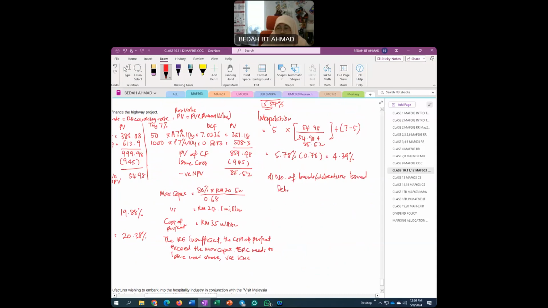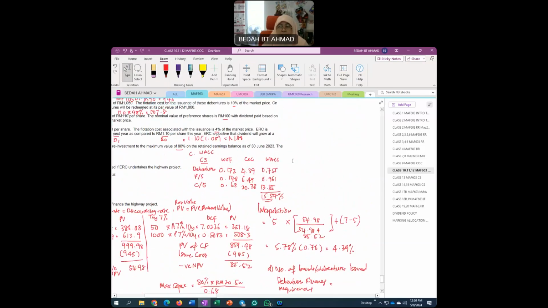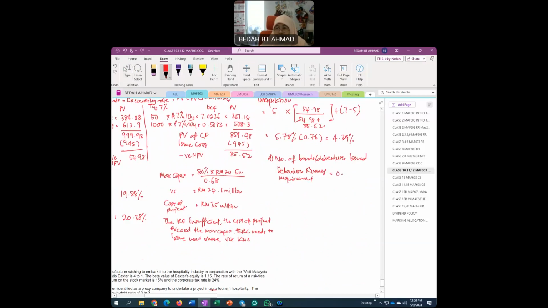So first, you need to know the debentures financing requirement, based on the weight of financing. The weight of financing just now is 0.172, multiplied by the cost of project, which is 35 million. So the debt financing requirement is about RM6.02 million. Let me check: 0.172 multiplied by 35 is 6.02 million.